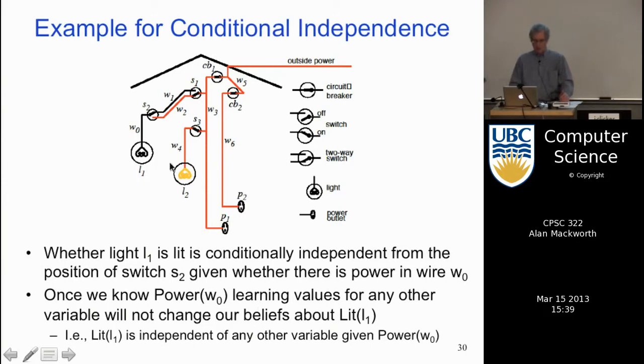They're not marginally independent. I mean, these two values, the switch position and the light, for some values of the switch position, it will help to know the switch position. Of course it does. The switch position has to be up if this one's up and so on in order to get power in that. But once I tell you power's got this far, you don't care how it got there. That's the basic intuition.